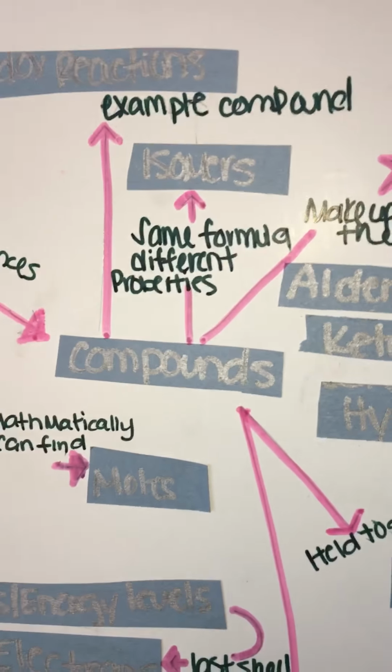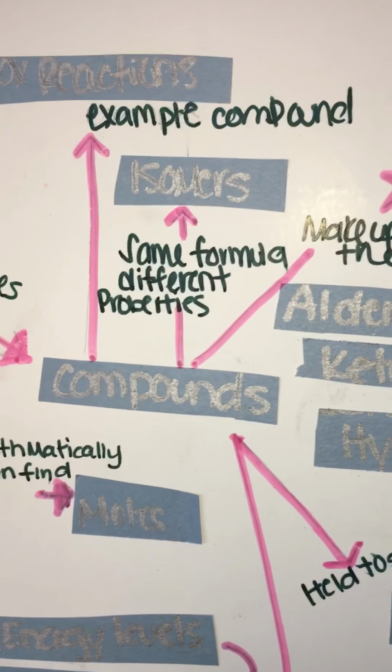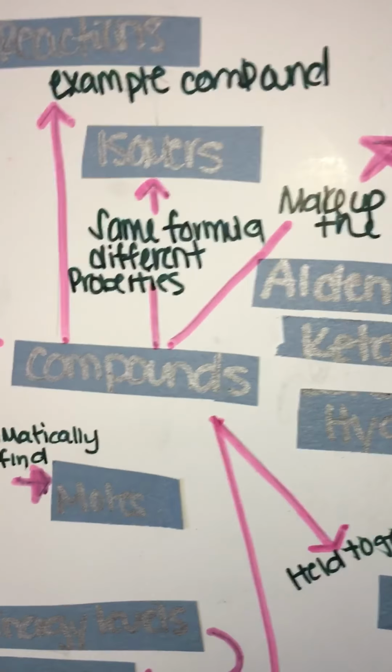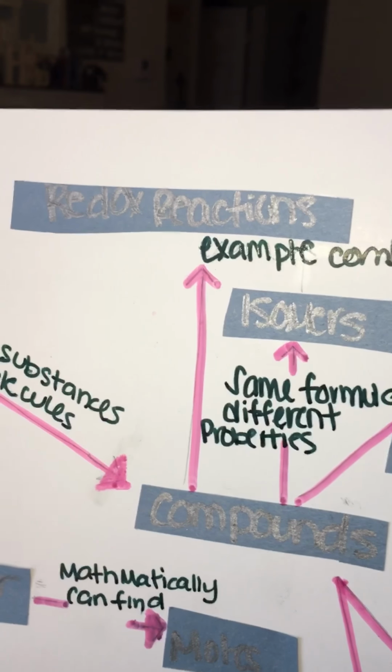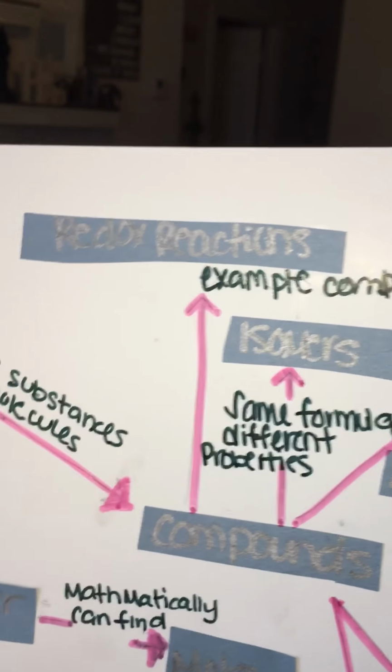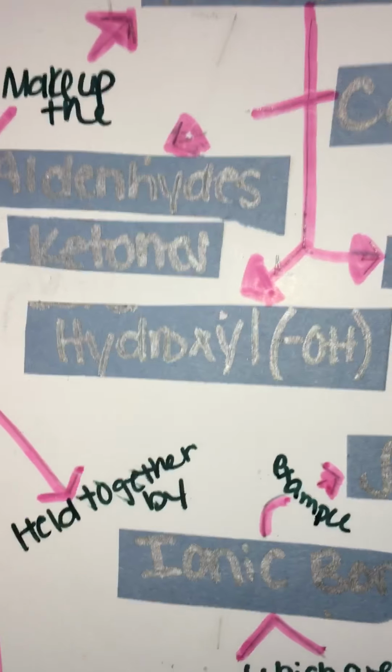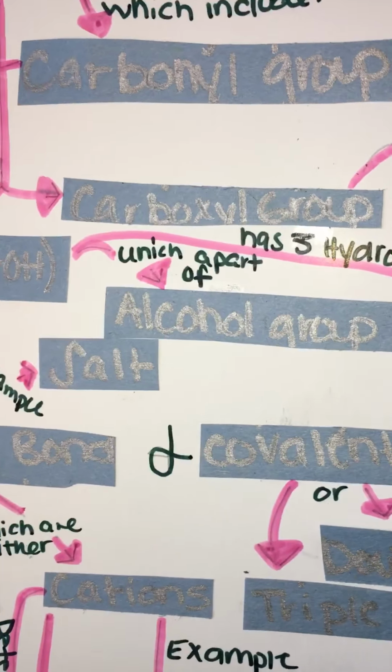You have isomers there, which are compounds with the same formula, but they have different properties. So they can be H2O, but it could have a different property than traditional H2O. An example of a compound is redox reactions, which are actually pretty complex reactions, but that's just an example. Then you have your compounds, which make up your functional groups over here, which include the hydroxyl, which is also known as the alcohol group.